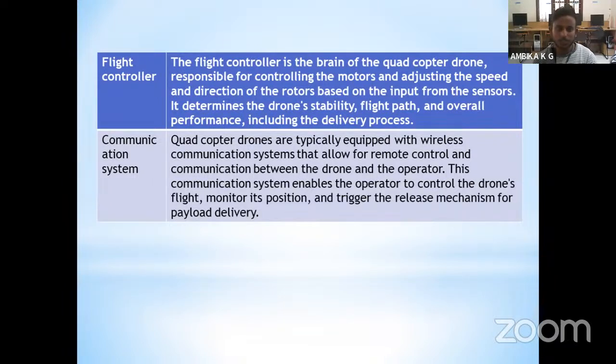Next one, the communication system. The quadcopter drone has a wireless communication system. It can receive signals from the transmitter at the receiver, operated by a user to move the drone to a particular location or flight direction, or to release the mechanism for payload delivery. So these are the concepts of the delivery mechanism. Thank you, sir.